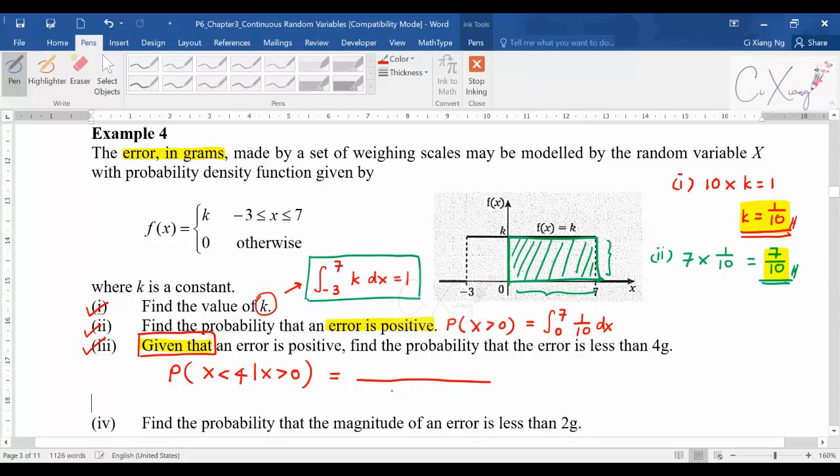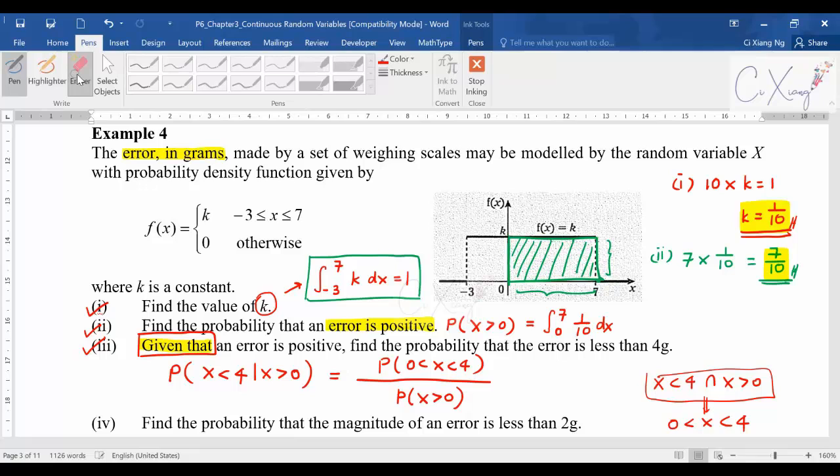When you have a conditional probability, the denominator is the probability of the event given first, the one that already happened, which is the given that one. Now you look at this one: they want x smaller than 4 intersect with x greater than 0. In short, it means that x is more than 0 but smaller than 4. So when you rewrite it, x is greater than 0 and smaller than 4.